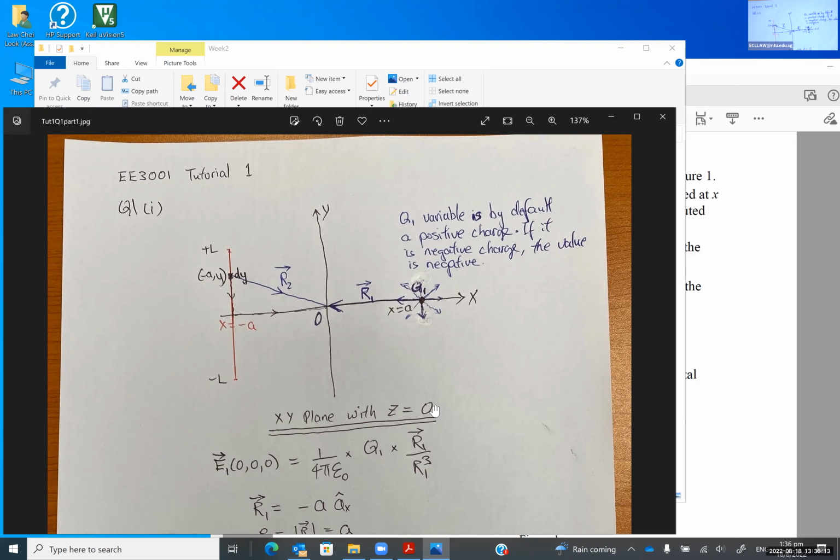So you tell me, what is this R vector value? The way you calculate a vector is that the vector has a length. What is the length of R? A, right? This is located at x equal to A, so from the origin to this point is A. So this physical length is A. The scalar part of this vector is A. Direction is?